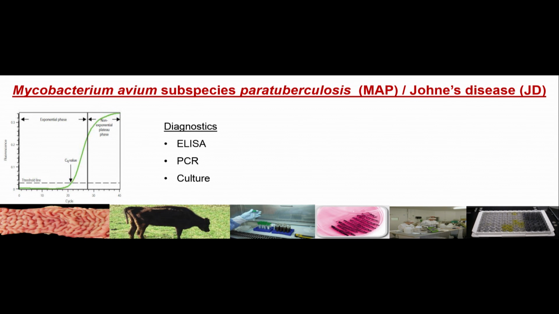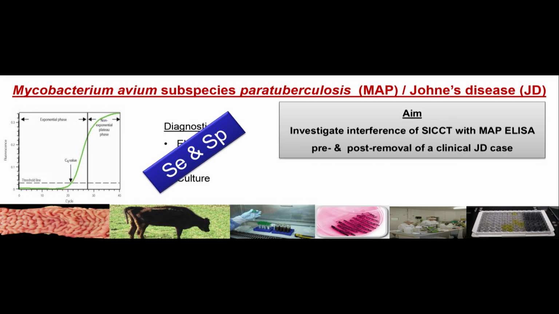As we're all aware, MAP is the causative agent of Johne's disease, and commonly used methods to diagnose animals infected with MAP include ELISA, PCR, and culture. However, no test for Johne's disease reports perfect test sensitivity or test specificity. However, ELISA testing often forms the test method of choice for a herd-based diagnosis due to its speed and cost relative to the other diagnostic methods.